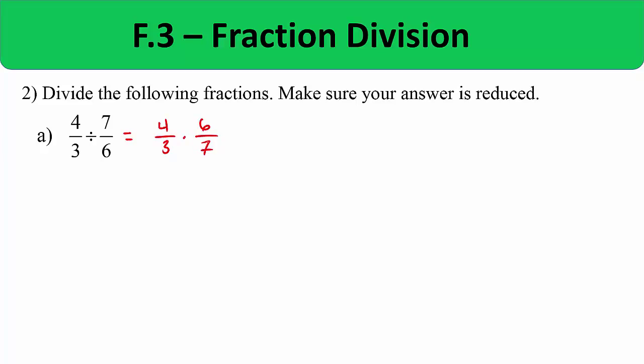Well, now that we're multiplying, let's see if we can cross-cancel. 4 and 7 have nothing in common, but 3 and 6 have 3 in common. So 3 divided by 3 is 1. 6 divided by 3 is 2. We multiply across and we get 8/7. And that cannot reduce. It's an improper fraction, but that's okay. We leave it like that, and that's our final answer.